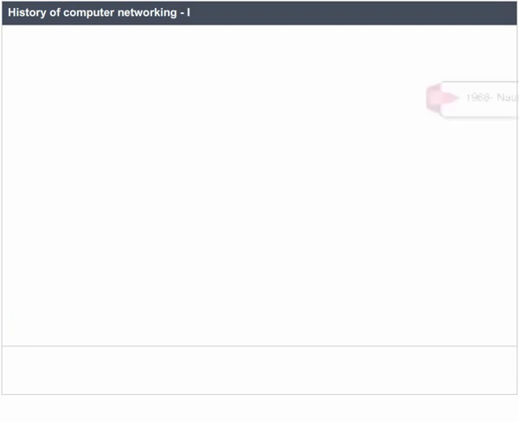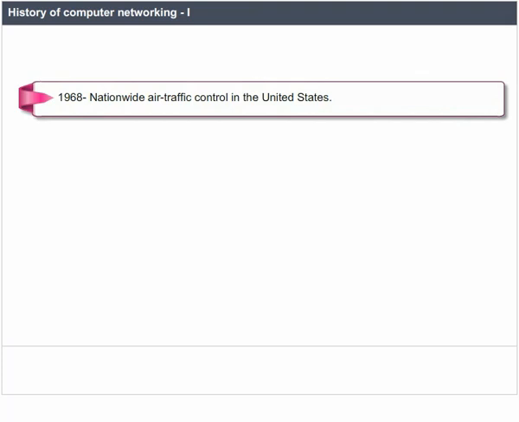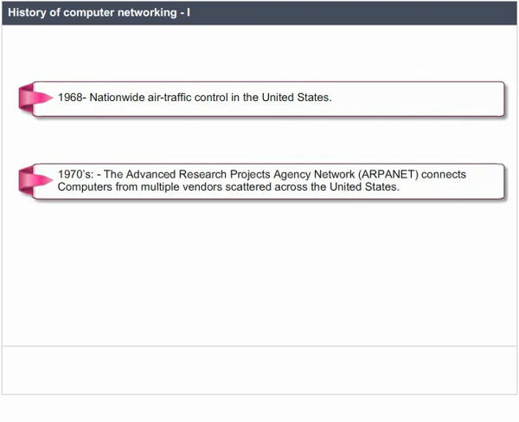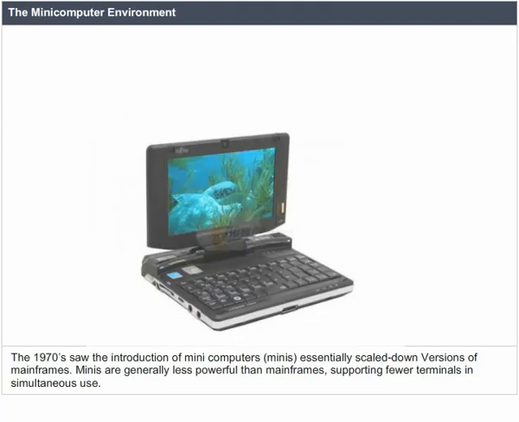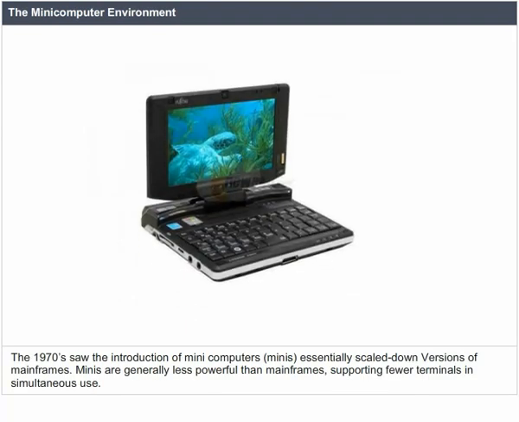In 1968, nationwide air traffic control in the United States. In the 1970s, the Advanced Research Projects Agency network connected computers from multiple vendors scattered across the United States. In 1980, Xerox, Digital Equipment Corporation, and Intel announced the Ethernet standards for office networking. The 1970s saw the introduction of minicomputers, minis, essentially scaled-down versions of mainframes.